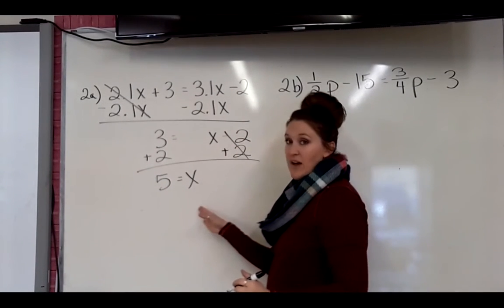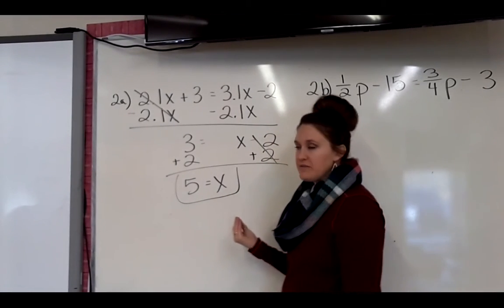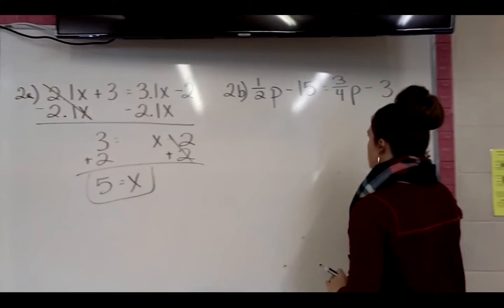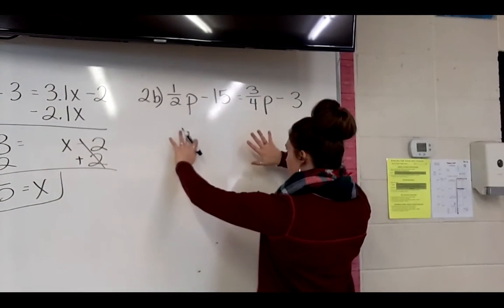Now, it technically says 5 equals x. You can leave it like that. It means the same thing. I know that that means x equals 5. Okay, on 2b, we have 2 p's and 2 other numbers, so it doesn't matter which one I move.